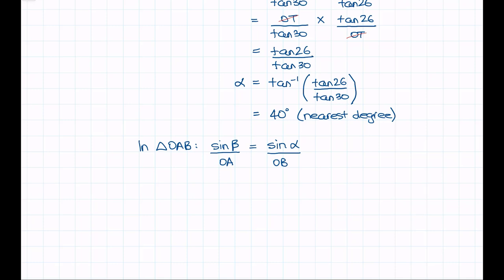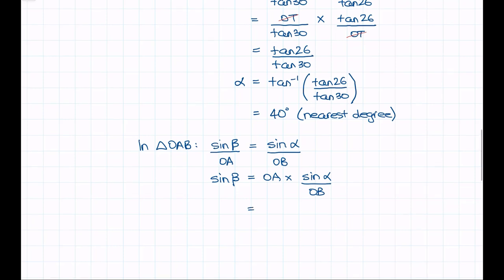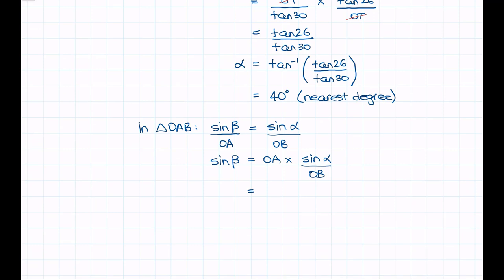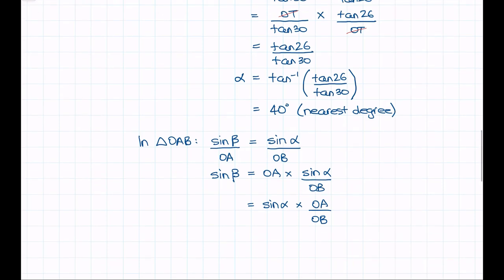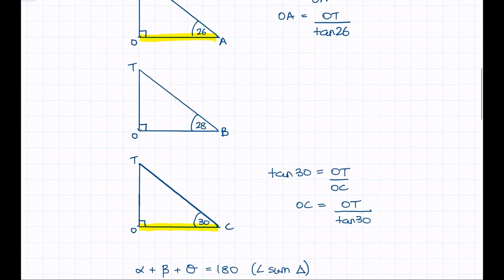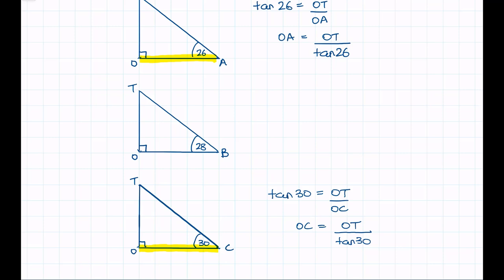Now we want beta. So the sine of beta will be equal to OA times the sine of alpha over OB. And I'll just rewrite this in a way that will make things cancel quite neatly. So we'll say that's the sine of alpha, which we've already worked out, times OA over OB. And in terms of OA, we already worked out that expression. OA was equal to OT over tan 26.